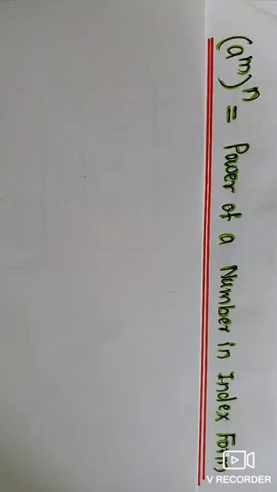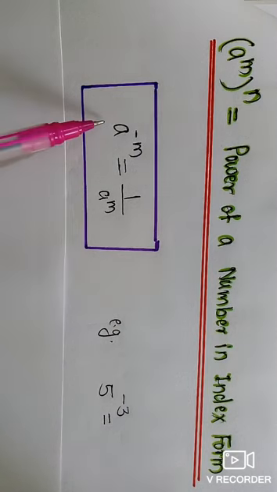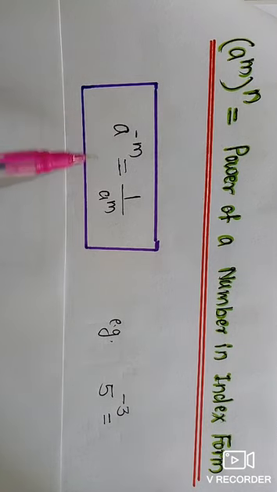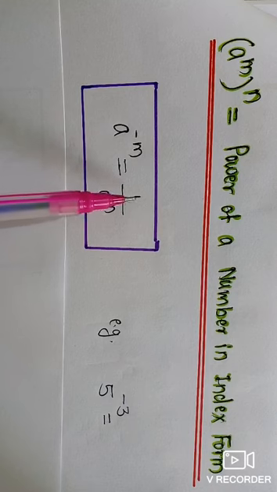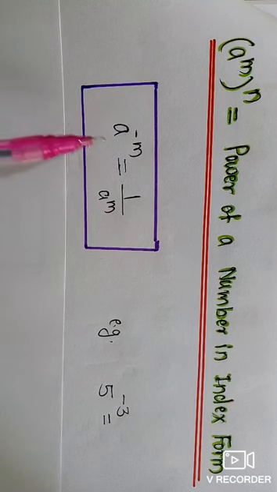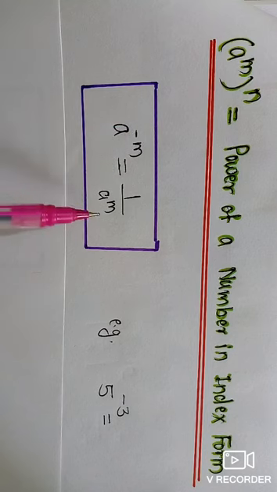First we have seen this rule: A raised to negative m, if it is there, is equal to 1 upon A raised to m. Means what? If the index is negative, we can take the reciprocal of that and we can make the index positive.